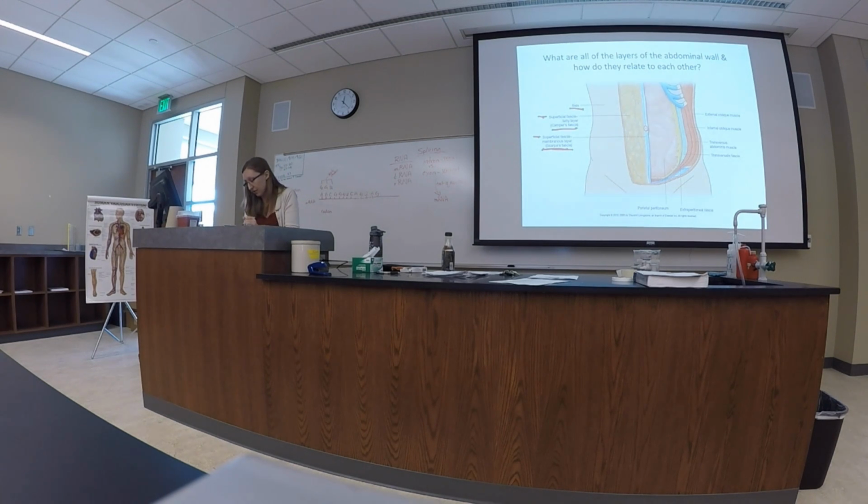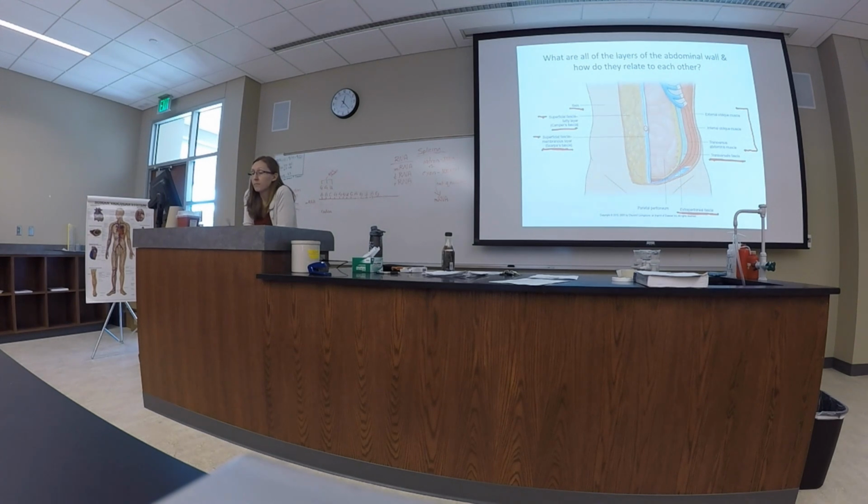Immediately under that are our three layers of muscle, the external oblique, internal oblique, and transversus abdominis. Under that, we have the transversalis fascia, and then finally the extraperitoneal fascia, which is another fatty layer. The transversalis fascia doesn't have a lot of fat, it's a thin membranous layer, but the extraperitoneal fascia can have quite a lot of fat.